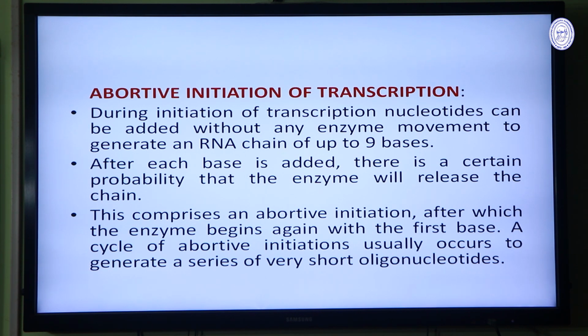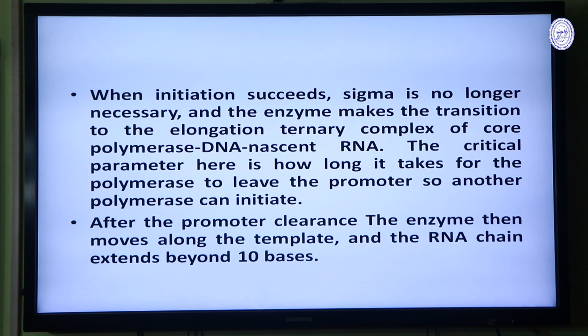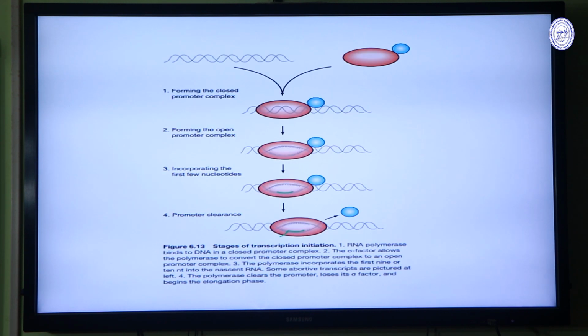Now, I have already mentioned the abortive initiation of transcription, so we can skip that. When the initiation succeeds, the sigma is no longer necessary and the enzyme makes the transition from the initiation complex to the elongation ternary complex of the core polymerase and the nascent RNA. The critical parameter here is how long it takes for the polymerase to leave the promoter. We have already discussed that.